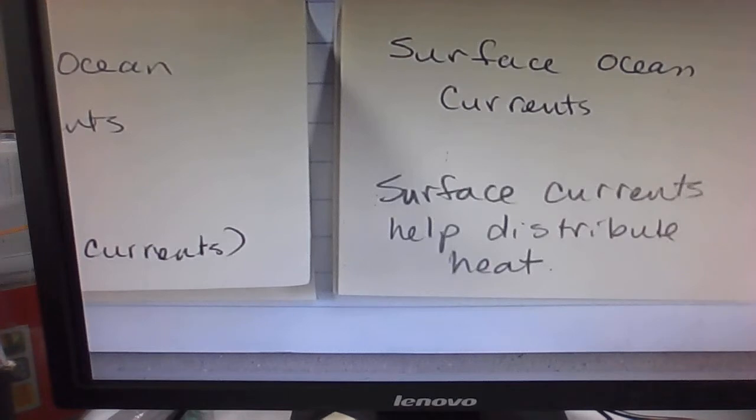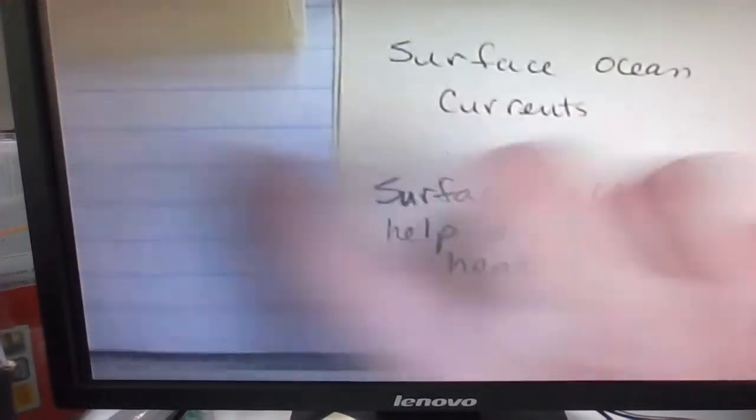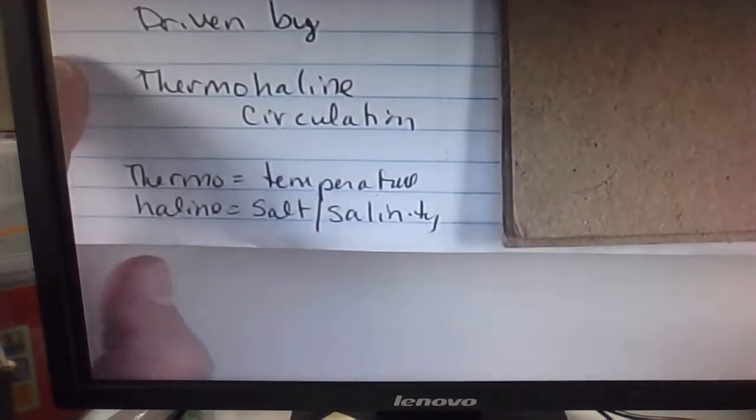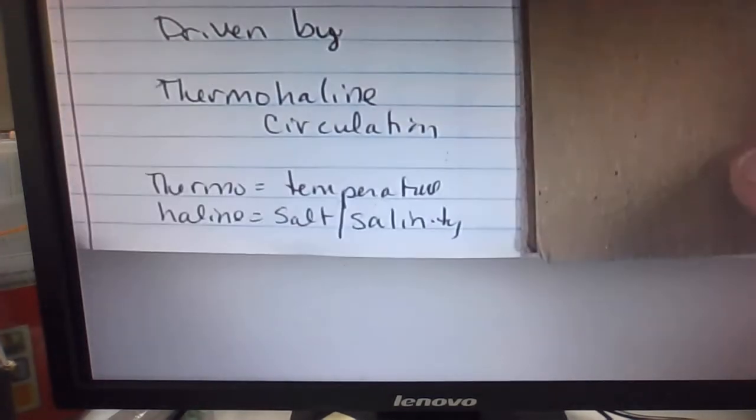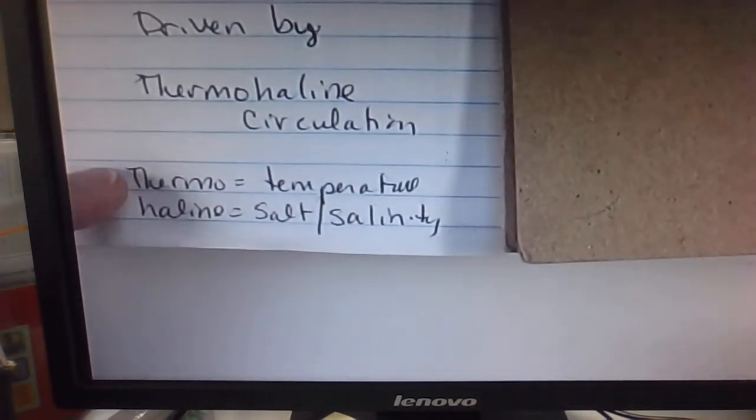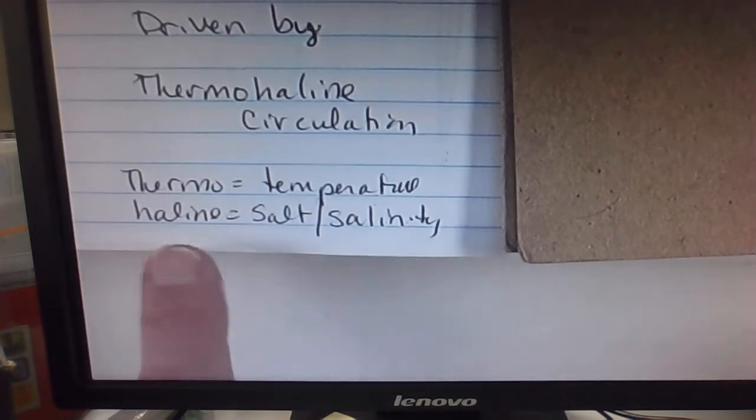So thermohaline, haline. So that's indicating both the temperature and the salinity and how those characteristics together are moving these currents in the ocean. So underneath deep ocean currents, underneath that Post-it note, you are going to put the fact that deep ocean currents are driven by thermohaline circulation. Thermohaline circulation. Thermo indicates the temperature. Haline indicates salt or salinity.